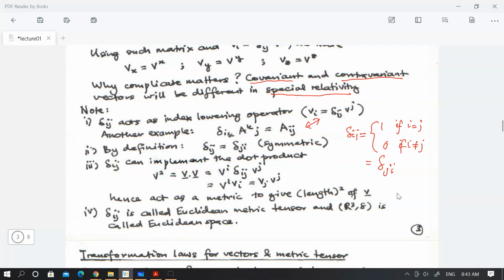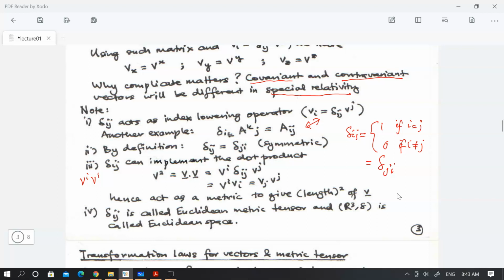And what else can one have with delta ij? Well, delta ij can implement what we call the dot product. Okay, so how do we do this? We think of v dot v. In this particular case it would be vi, let's say vx plus vy plus vz.